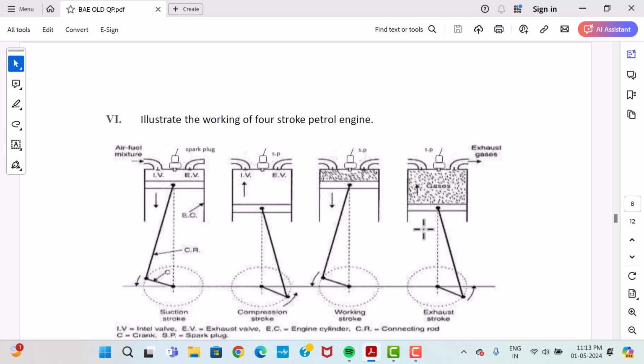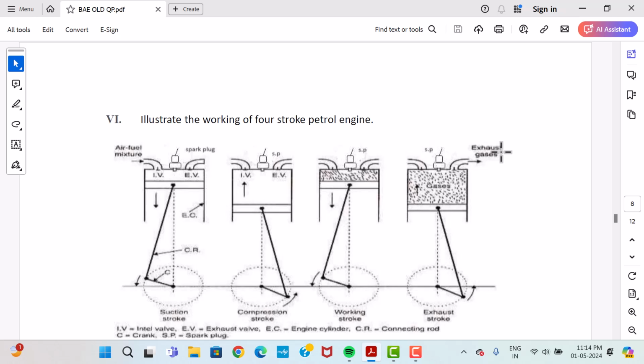In the last stroke, the piston moves from BDC to TDC and the exhaust valve will be in the open condition. After the burning occurs, the gas has to be removed, so the exhaust valve will open. Due to the movement of the piston from BDC to TDC, the exhaust gas will move out to the exhaust manifold. During that time, the inlet valve is in the closed condition.